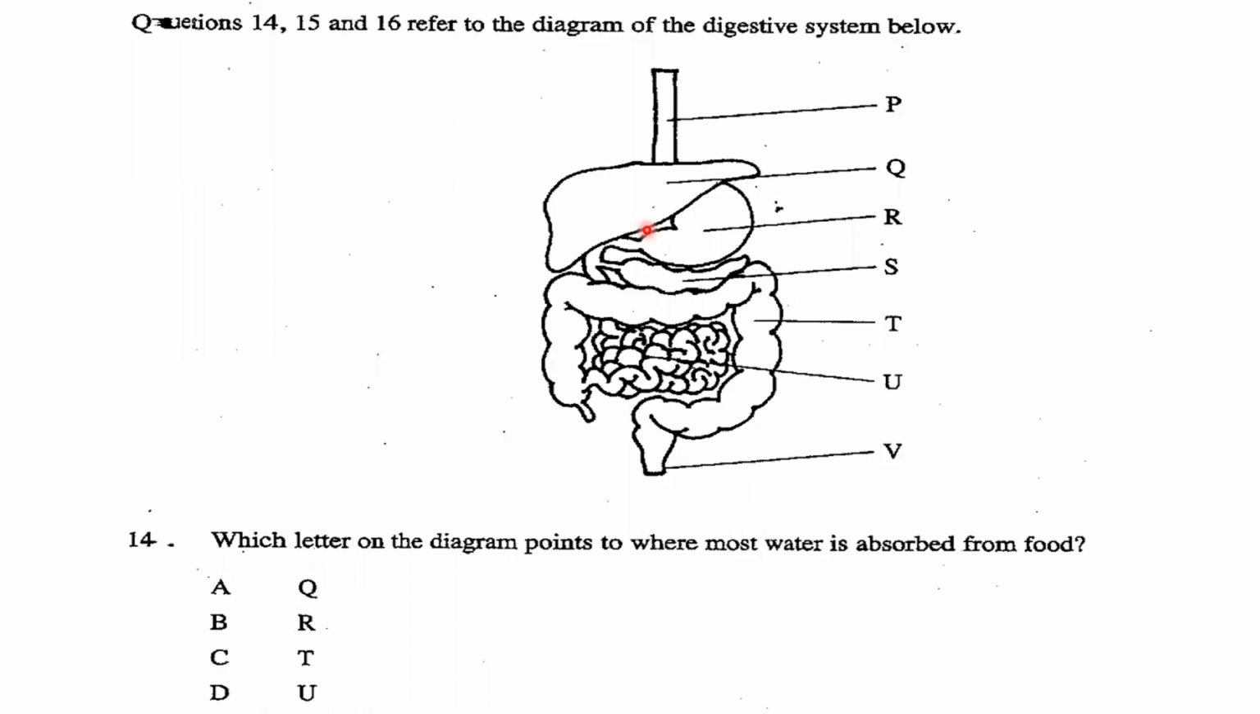Tristan Moss, are you there? I can't hear from Tristan. Taya, can you read this to me, please? Yes, sir. Questions 14, 15, and 16 refer to the diagram of the digestive system below. Number 14, which letter on the diagram points to where most water is absorbed from the food? A, Q, B, R, C, T, and I can't see the next option.